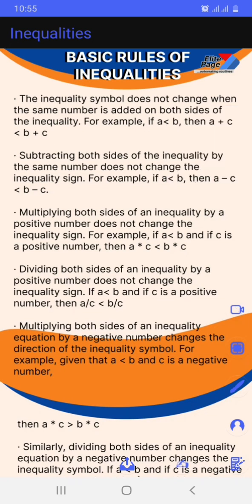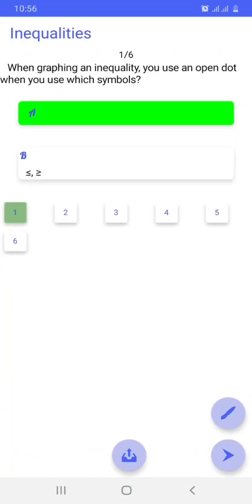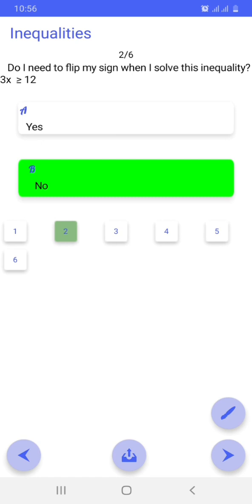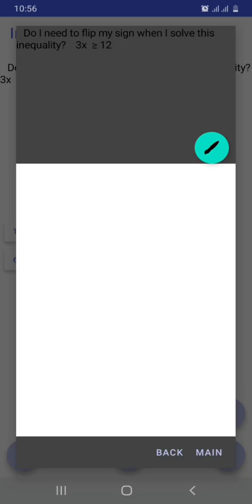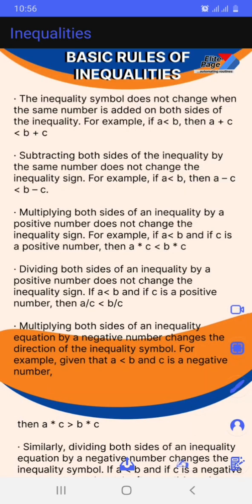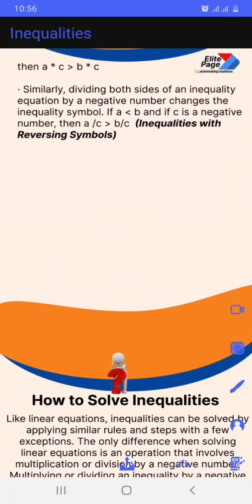You might want to examine some questions with respect to this. That is, you navigate to the question section. Let's say, for instance, do I need to flip my sign when I solve inequality 3x greater than 12? The answer is definitely no. I don't need to flip the sign because there is no multiplication or division by a negative sign. We proceed further to having to solve a number of questions with respect to these rules.